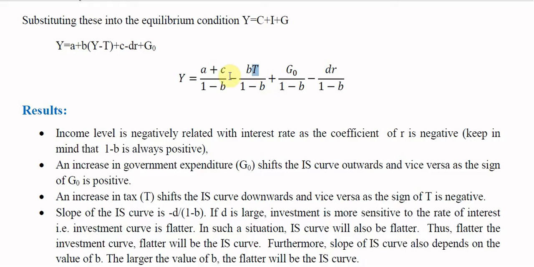The total taxes has a negative coefficient. It means an increase in taxes shifts the IS curve downwards, and a decrease in taxes shifts the IS curve upwards. So government expenditure and total taxes are the two shift factors of the IS curve.